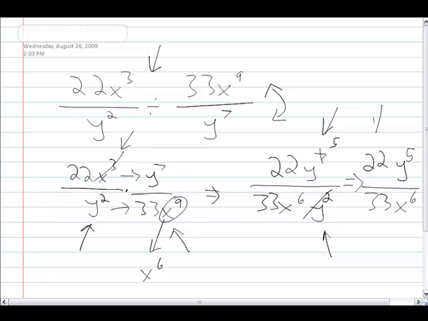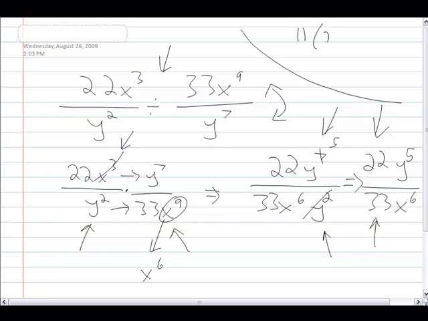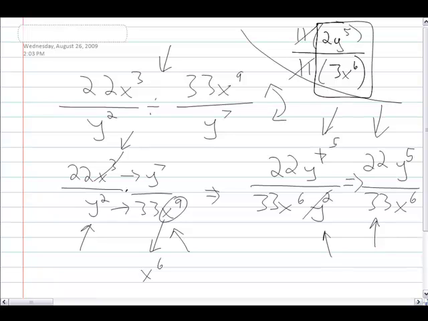But now we look at our numbers, a 22 and a 33. They both share a common factor of 11. So if we take 11 out of the top, we'll be left with 2 times y to the 5th, and 11 out of the bottom, we'll be left with 3x to the 6th. The 11's cancel, and this is our final answer, 2y to the 5th over 3x to the 6th.